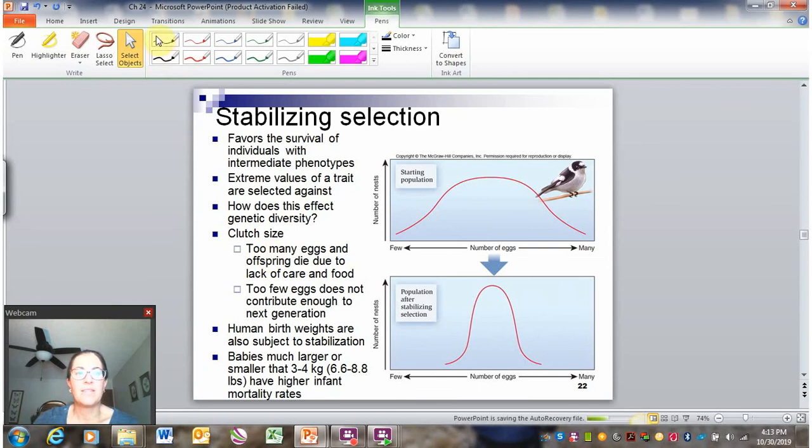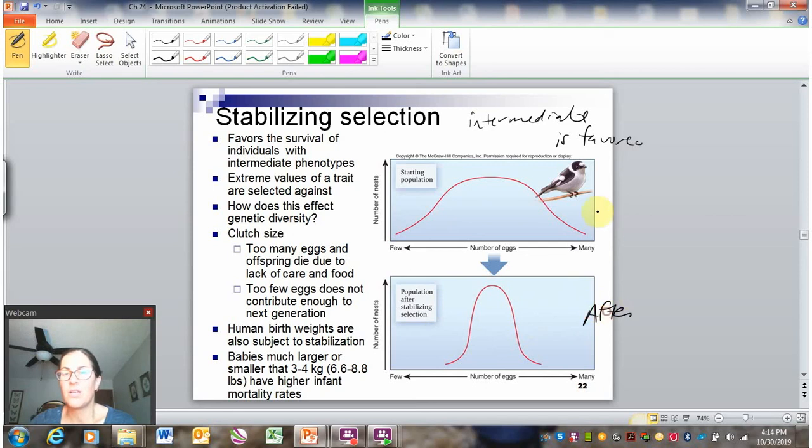In stabilizing selection, we see that the intermediate phenotypes are favored. So in this example, we're starting out with a lot of variation, and then we're seeing a narrowing. This is before, and this is after selection has occurred over many, many generations. Most of our birds are ending up with their phenotype more in the middle. And so this is referred to as stabilizing selection.